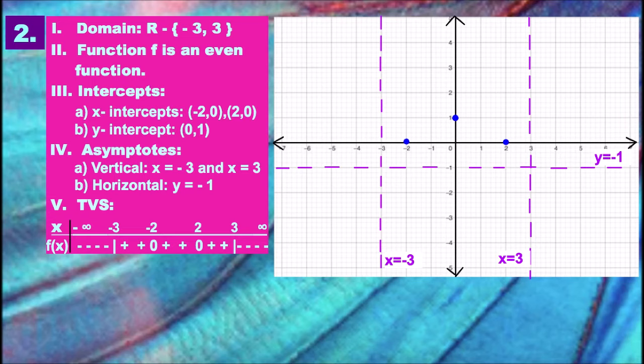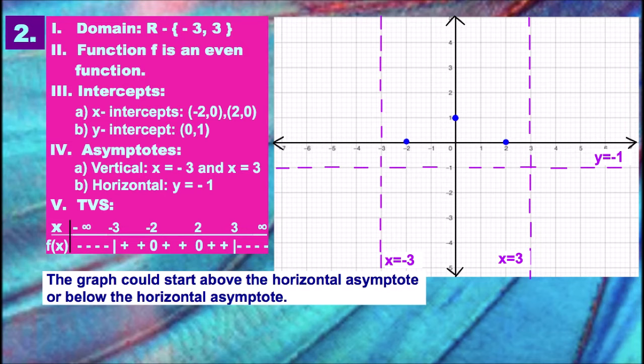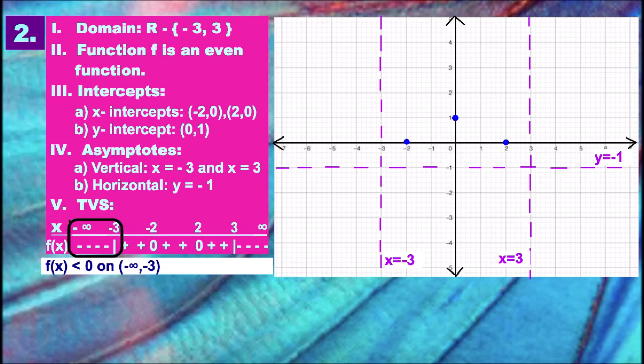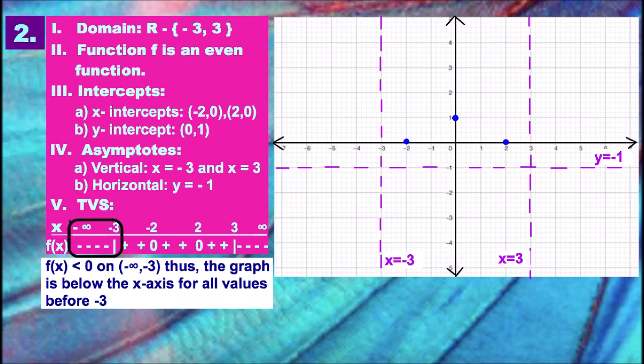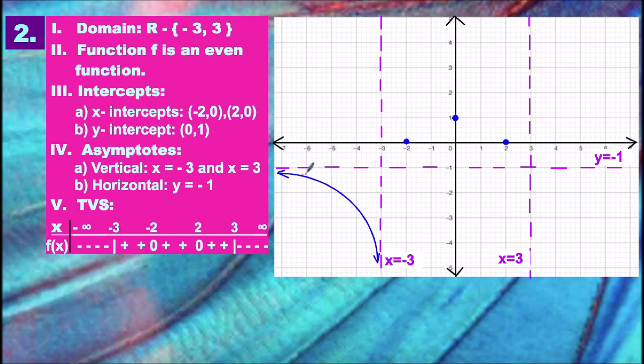Our table of values is as follows. The graph could start above the horizontal asymptote or below the horizontal asymptote. f of x is less than 0 on open interval (-infinity, -3). Thus, the graph is below the x-axis for all values before -3. As a result, the graph starts below the horizontal asymptote and drops to the bottom of the left side of the vertical asymptote x equals -3. So just like that, dropping below.